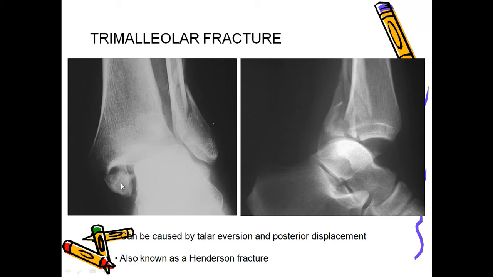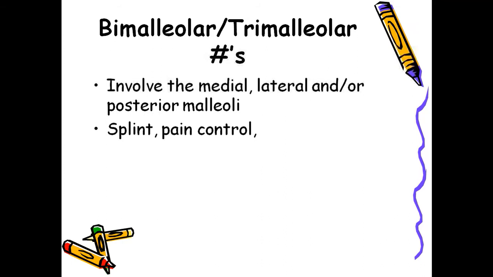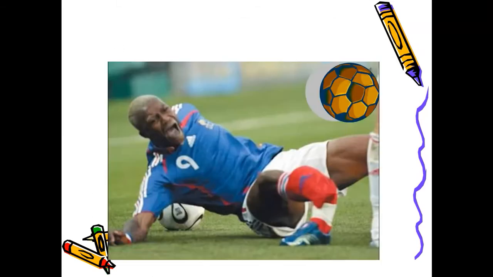It is a fracture of the medial malleolus, lateral malleolus, and posterior malleolus. That is called a trimalleolar fracture. This is caused mainly by talar eversion and posterior displacement, also known as Henderson fracture. So bimalleolar and trimalleolar fractures mainly involve the medial and lateral malleoli and posterior malleolus. Mainly we need to apply an initial splint and also manage the pain, then speak to ortho. So these are the common mechanisms for tri- and bimalleolar fractures.